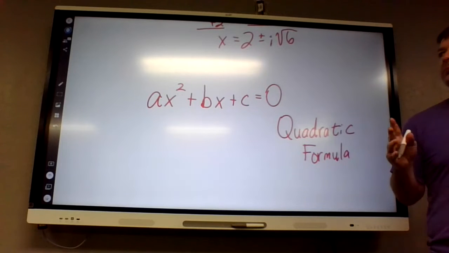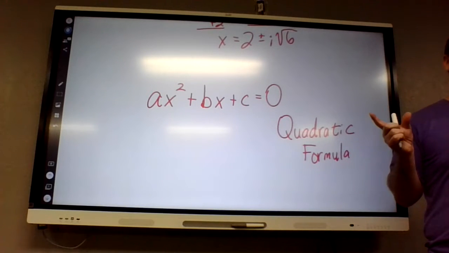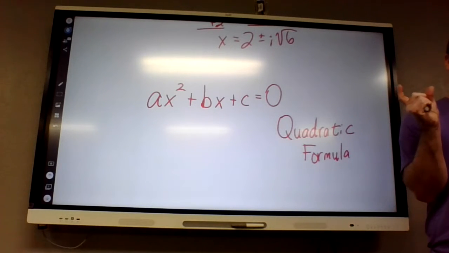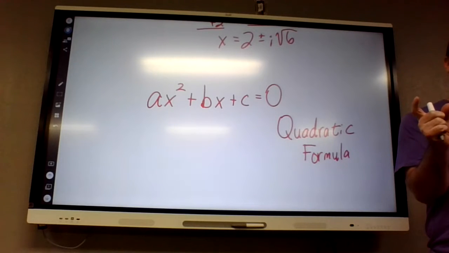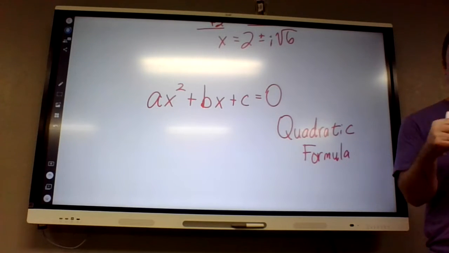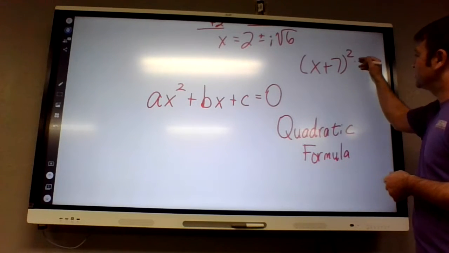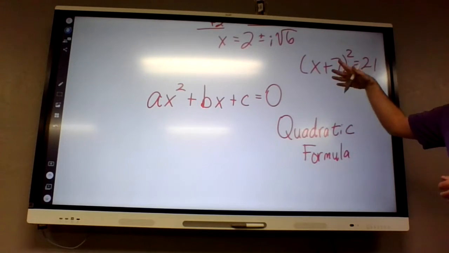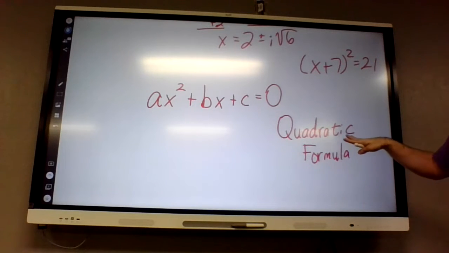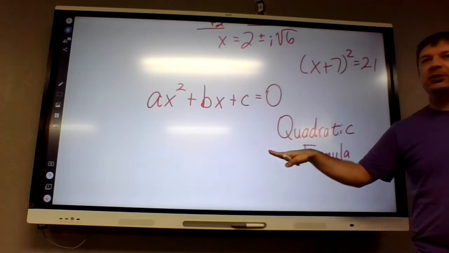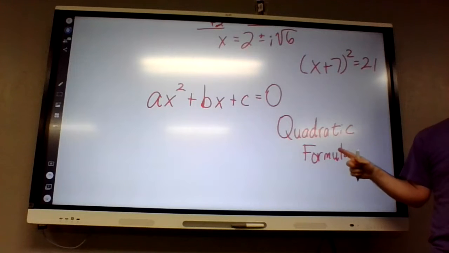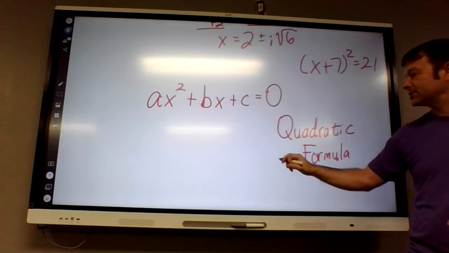Yeah. There are some problems that are set up to be solved using completing the square. Something like that, and you basically complete the square. Anyways, the quadratic formula and factoring are the two most useful ways.